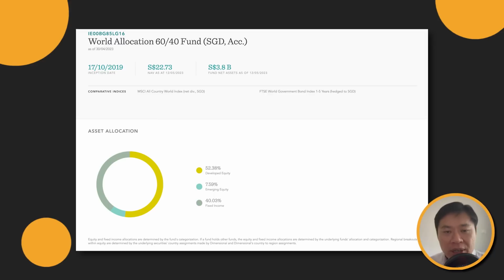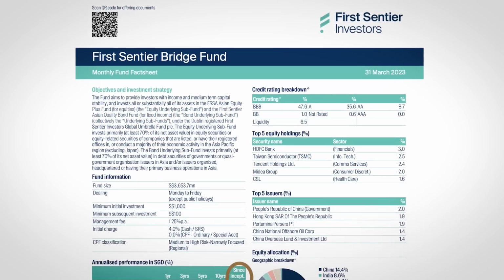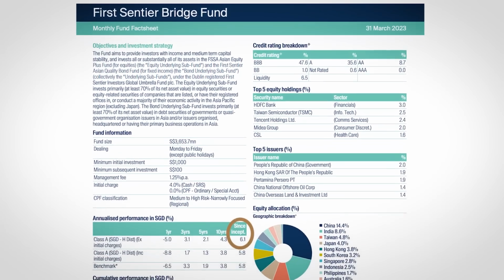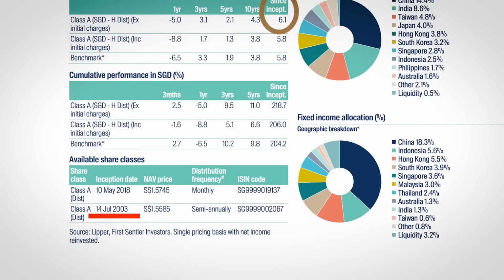Take note again, the Sing dollar class fund does not have that long a track record, but the strengths of this Dimensional World Allocation 60-40 are that it's global and it's low cost. Then if you prefer something with a long-term track record, you can consider the First Sentier Bridge Fund. This has been around since 2003, and this fund is focused on Asia's blue chips. So there are definitely balanced funds that can help you fulfill your investment objectives.